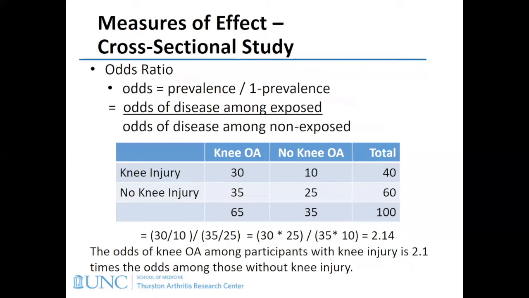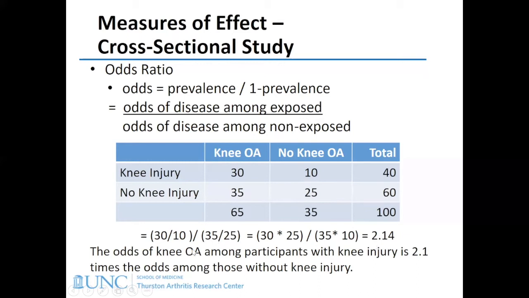And the way that we would calculate it is we look at the odds of disease among the exposed, which is 30. And this time we divide it by 10, which is for those individuals who have a knee injury but don't develop knee osteoarthritis. So this gives us the odds for our numerator. And then for our denominator, we would have 35 divided by 25. And so ultimately the answer that we get here is that the odds ratio would be 2.14.